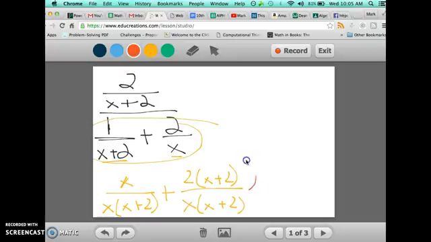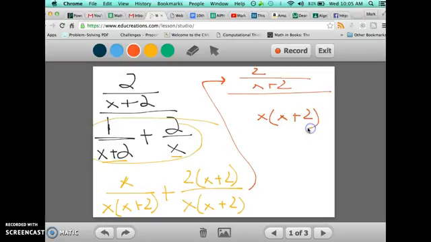Now, my numerator's staying the same the whole time. I'm not even looking at that yet. And then now my denominator is something with a common denominator, which is basically, if I multiplied it out, it would be x squared plus 2x, right? And the numerator, I'm going to use a different color for that. I'm adding these together. Now, to add them together, I'm going to want to distribute here. So this is going to become 2x plus 4.